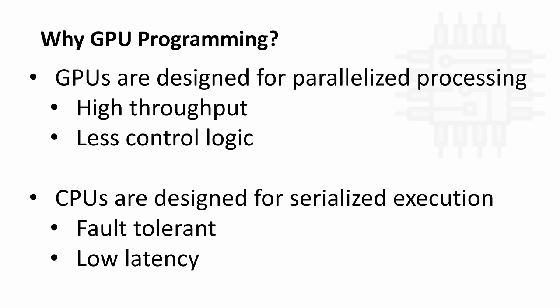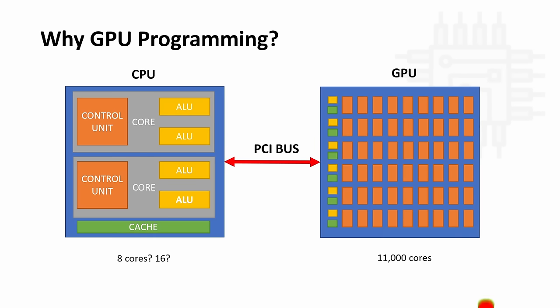The reason why I want to talk about this is because I think it's a really interesting topic of discussion when it comes to how to use different parts of your computer to do different things. So why would we do GPU programming, right? GPUs are able to do extremely high throughput parallelized processing. This is in comparison to your CPU, which is designed for serialized execution in a low latency, fault tolerant kind of way. And the reason this happens is because of the way that the CPU and GPU are designed.